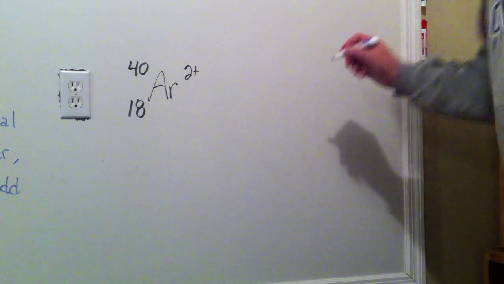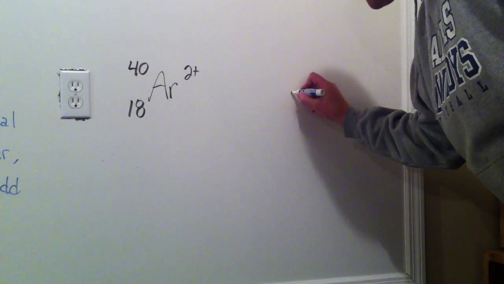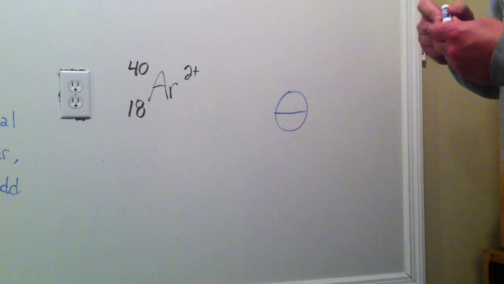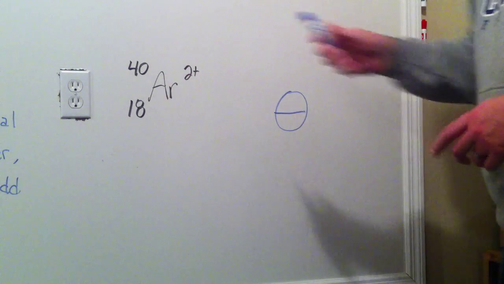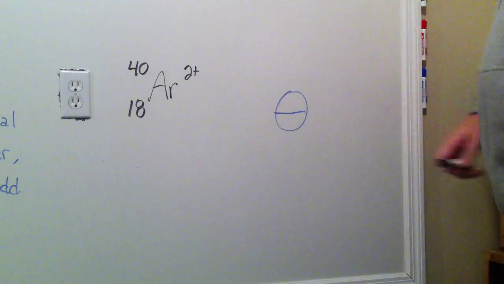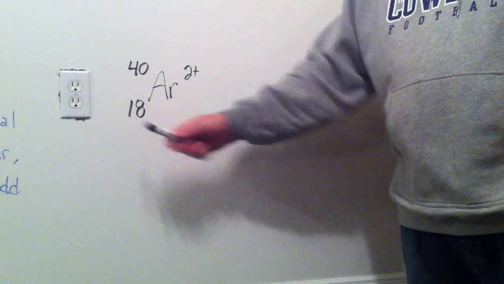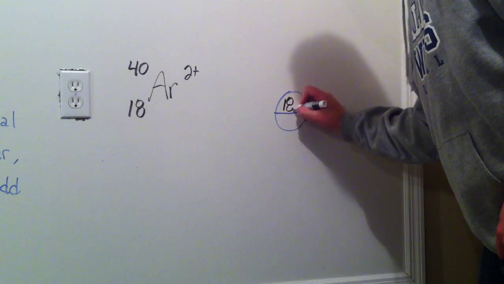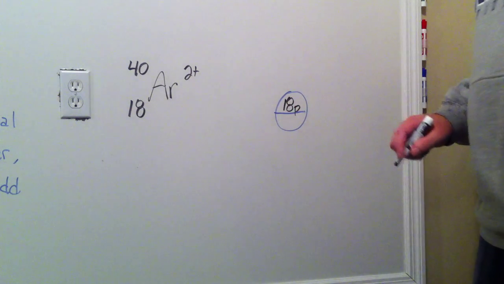Okay, thank you. So now we're going to take a look at the nucleus. This time I'm going to just tell the numbers. Instead of drawing all those individual dots, I'm going to just put the numbers in there. So we're going to take a look at the number of protons. The number of protons is equal to my atomic number. 18. I've got 18. So I got to put 18p in the top half of that nucleus.